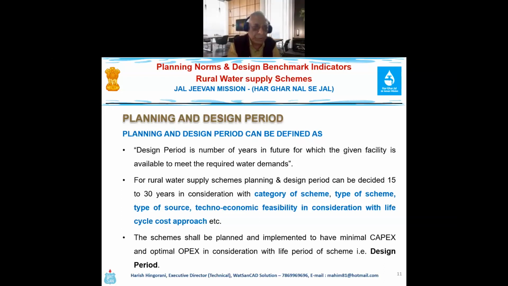Mute your phones. The scheme shall be planned and implemented to have minimal capex and optimal opex in consideration of life cycle, that is called a design period.